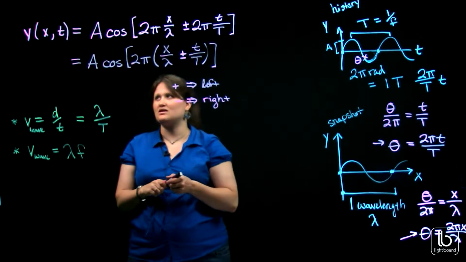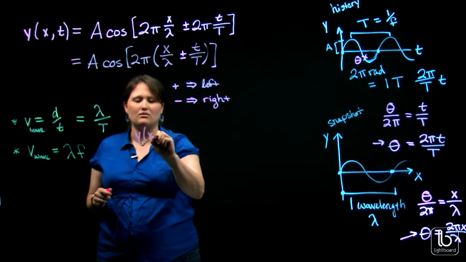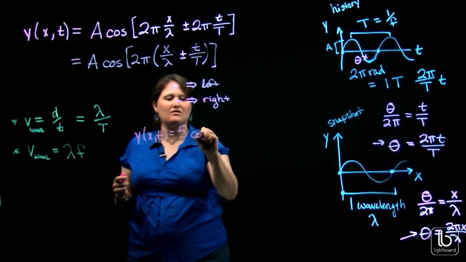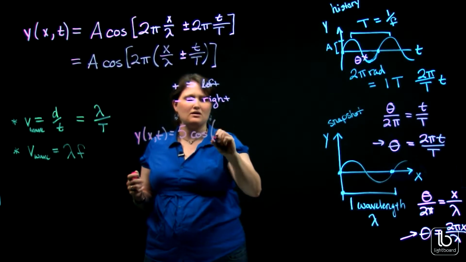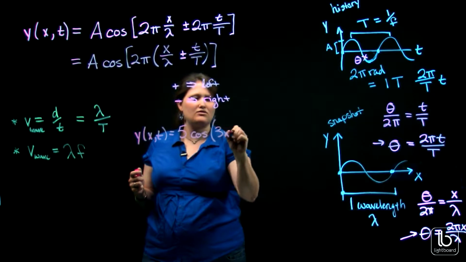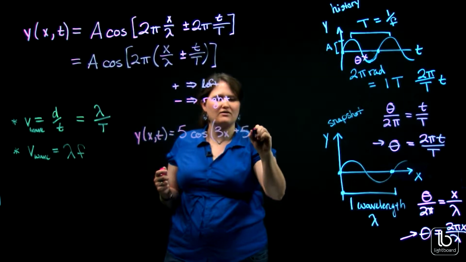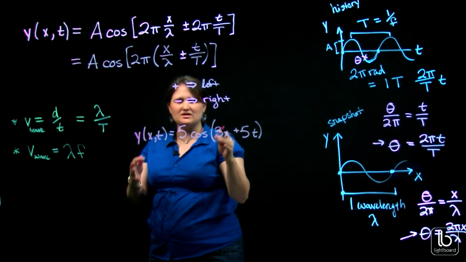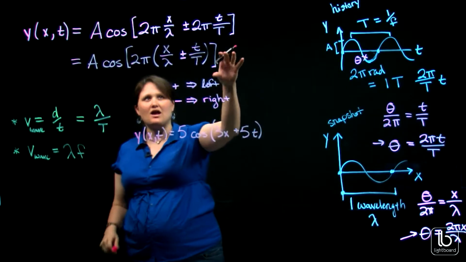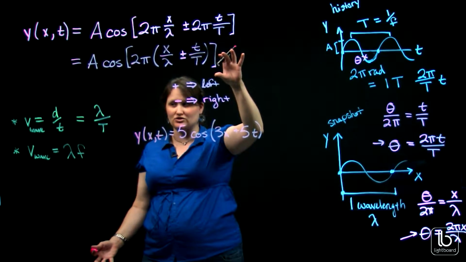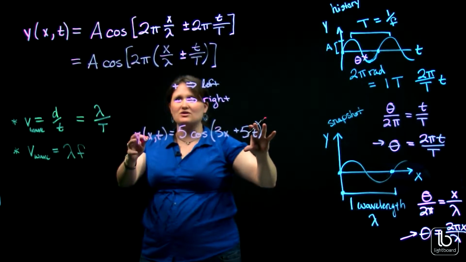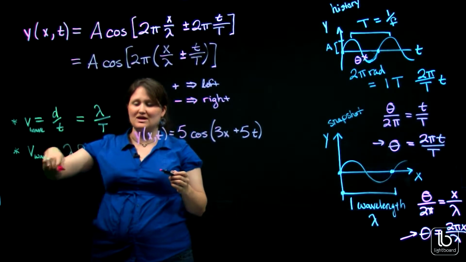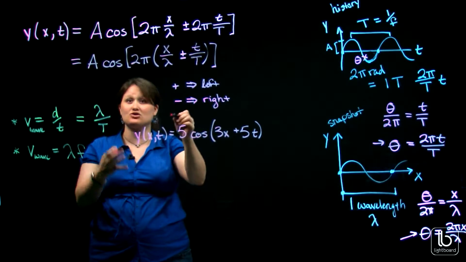If I were to give you something that maybe looked like y equals, let's say, 5 cosine of 3x plus 5t. Now, that may look a little funky, but if you're given this equation and you know this is the form of the wave equation, then from this you can actually find lambda, you can find T, you can find your frequency, and you can find your wave speed just from this information, as well as your amplitude.